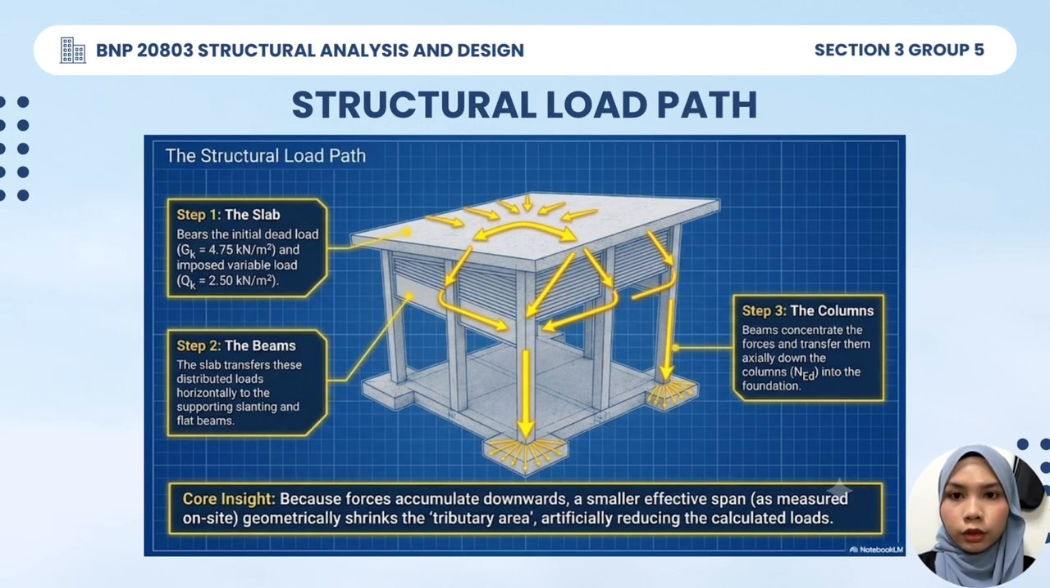This slide shows how loads are transferred through the structure. First, the slab receives both dead loads and imposed loads. Dead load includes the self-weight of the structure, while imposed load refers to the occupancy or service loads. Next, the slab transfers this load to the supporting beams. The beams then collect and distribute the load to the columns. After that, the columns carry the accumulated load vertically downward as axial forces. Finally, the load is transferred from the column to the foundation and then safely distributed to the ground.